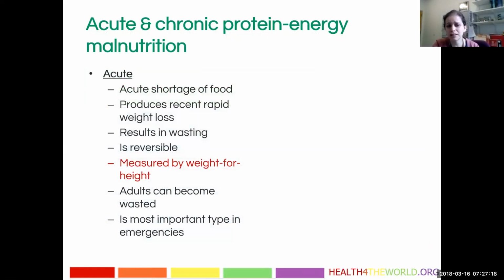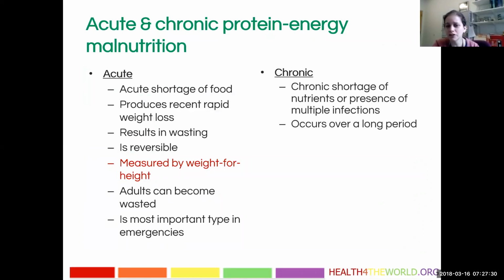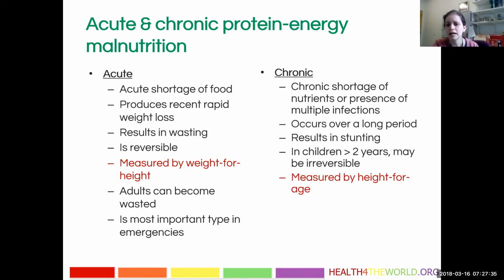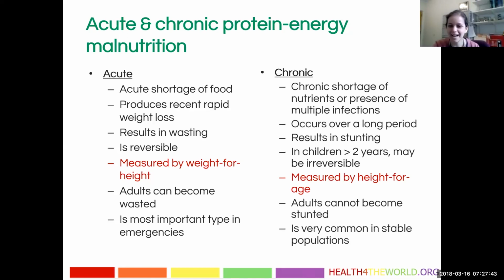So acute malnutrition tends to be due to acute shortage of food or infection. It's reversible. Adults can become wasted as well as kids. And this is what we look at in emergencies. In terms of chronic malnutrition, after a longer period of time, you end up with stunting. In children over 2, it's often irreversible, as we discussed, and you measure it by height. Adults obviously don't usually lose height. And it's very common to see in stable populations.